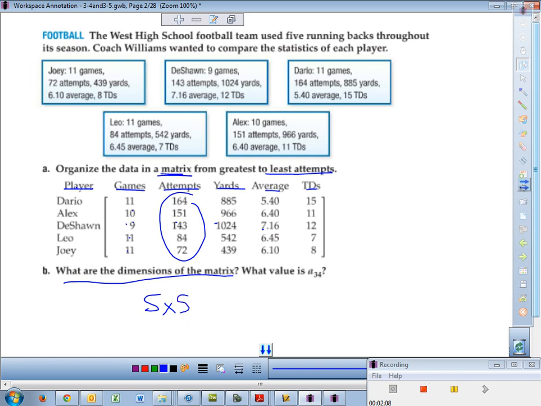Is everyone good? What value is A34? Sometimes you'll see a comma between the 3 and the 4. Sometimes you won't. It just depends. So what's the 3? Is it a row or is it a column? Always row first. 1, 2, 3. Here's row 3. And then column 4. 1, 2, 3, 4. Isn't that this guy right here? So we'll say A34 equals 7.16. Excellent.